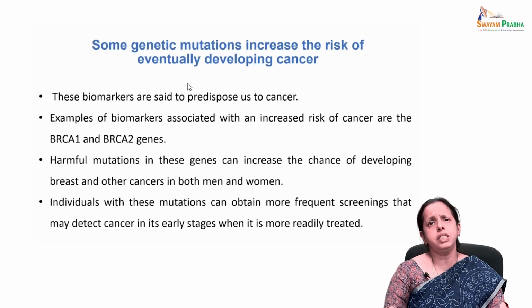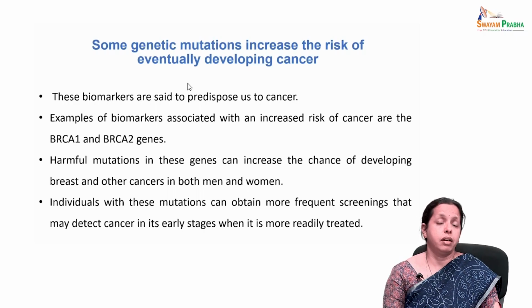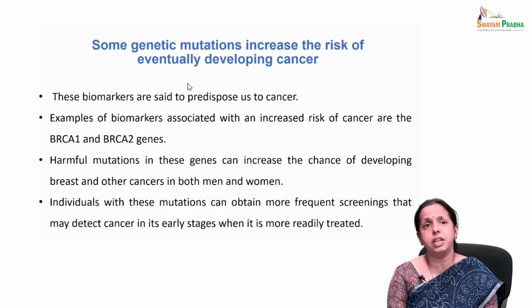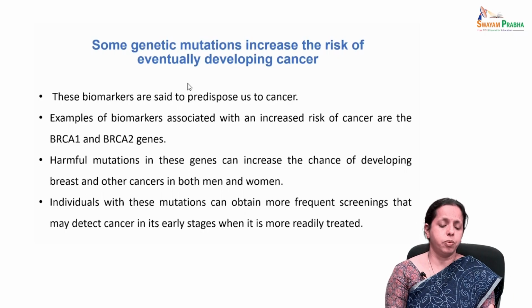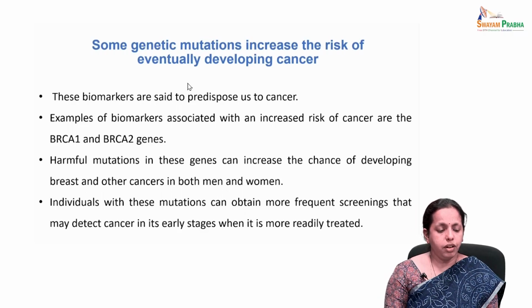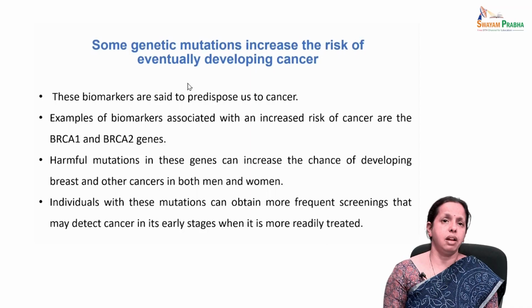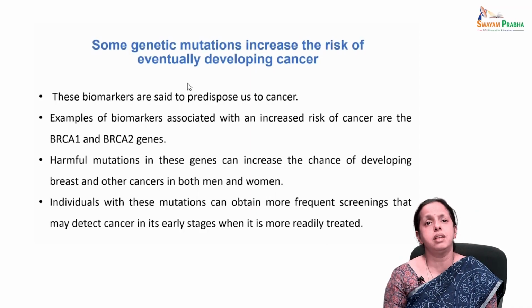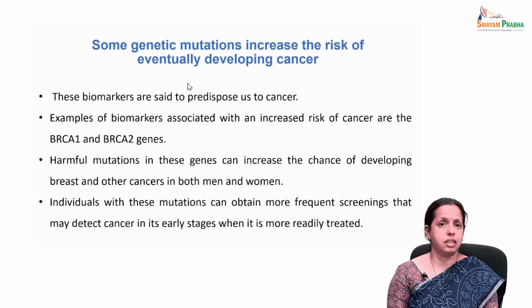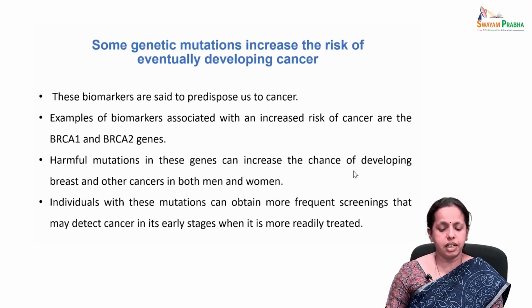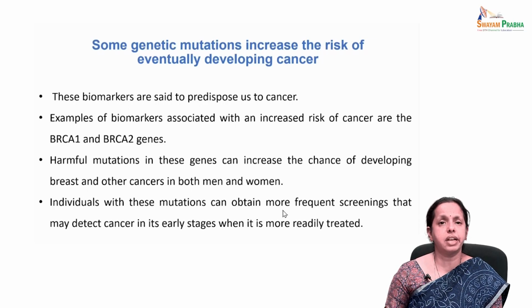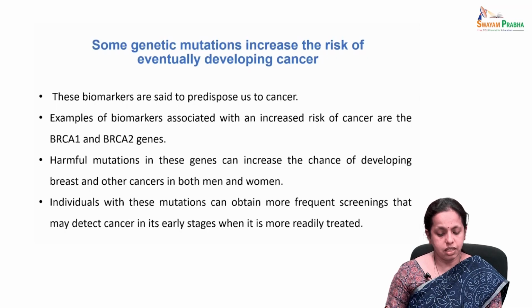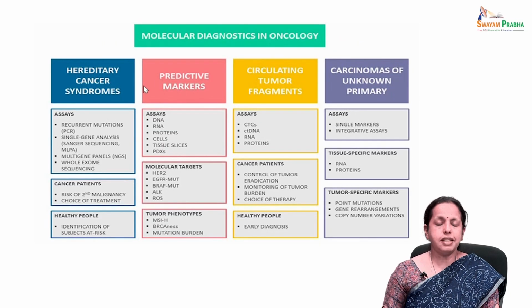Some genetic mutations increase the risk for developing cancer. If you take it as a biomarker, it is said to predispose us to cancer. For example, the BRCA1 and BRCA2 genes are associated with an increased risk of cancer. Harmful mutations in these genes can increase the chance of developing breast cancer. People with these mutations can undergo more frequent screening, so that they may detect cancer in its early stages, when it can be easily treated.